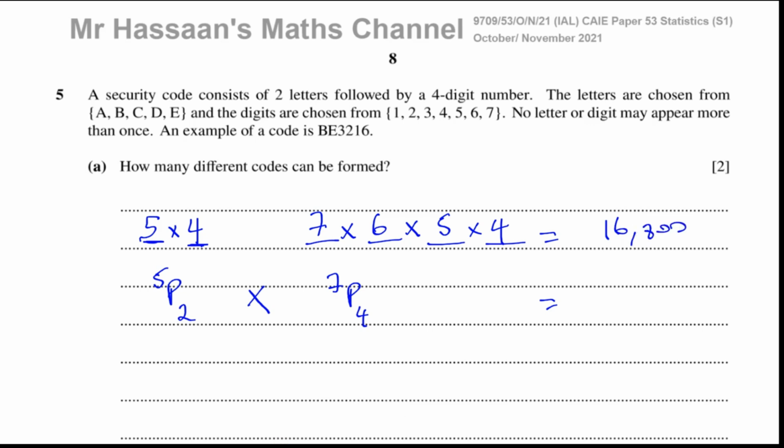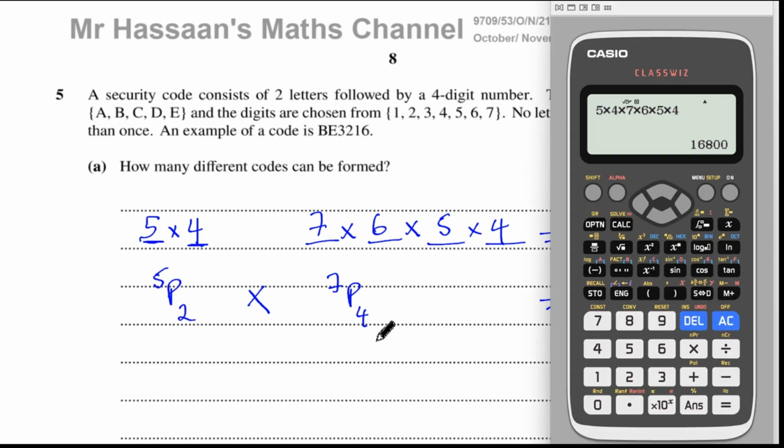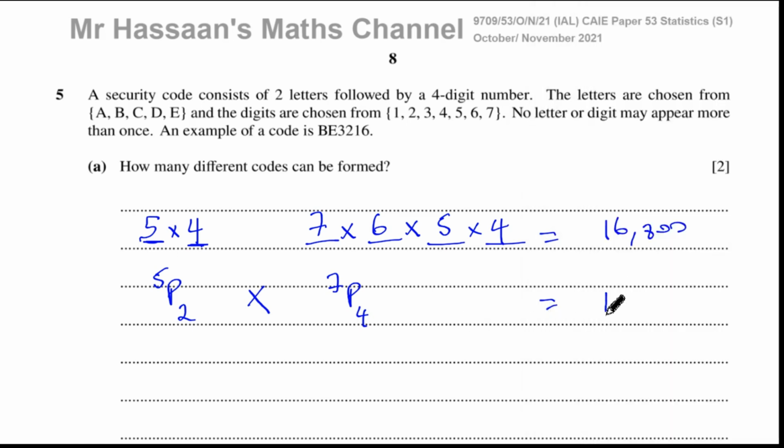16,800. And just to show you that we get the same thing either way, we're going to do 5 permutations. We use this button here, the one that says P. 5P2 times 7P4. And you see we get exactly the same answer. So it's doing exactly the same thing: choosing 2 letters and then arranging them. Those are the different codes that can be formed. So that's part A finished, and you can do it either way.